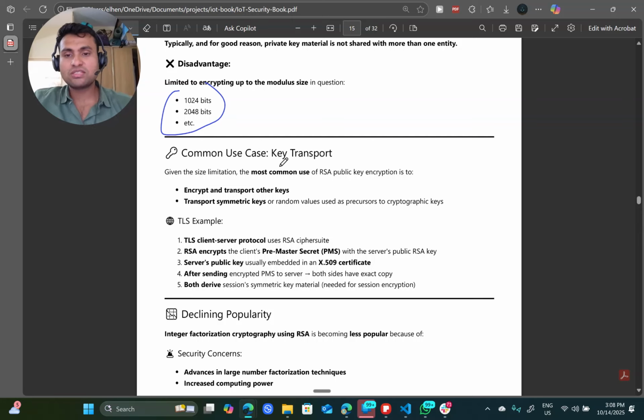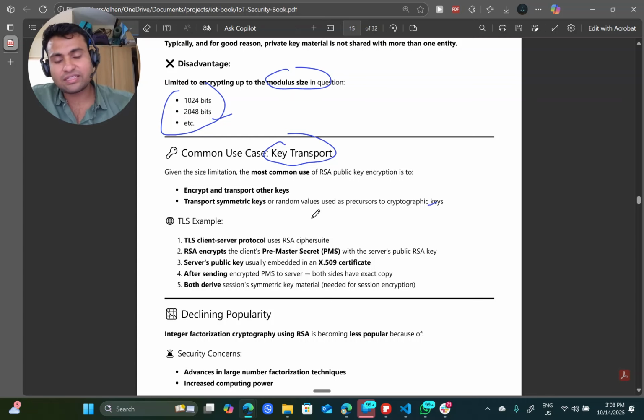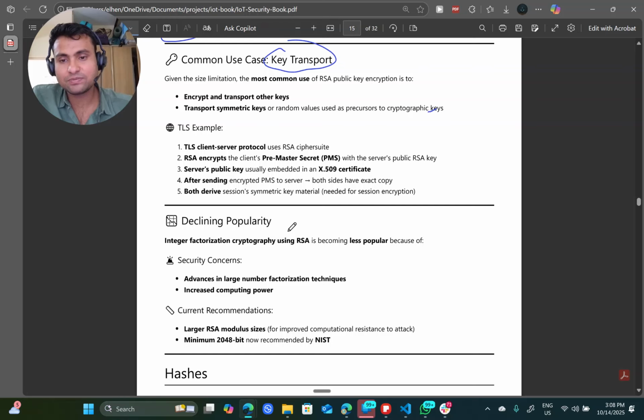Since only a limited modulus size is available, RSA is primarily used for key transport. First, using RSA, we do a key transport and establish a session key. Once that session key is established, the transported symmetric keys, or random values used as precursors to cryptographic keys, take over from that point onwards.